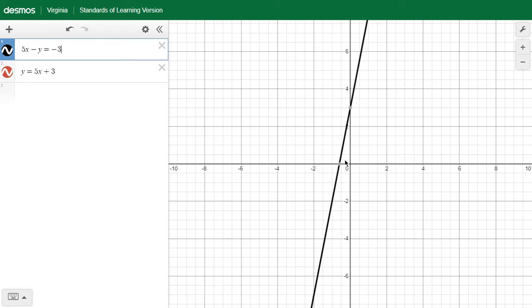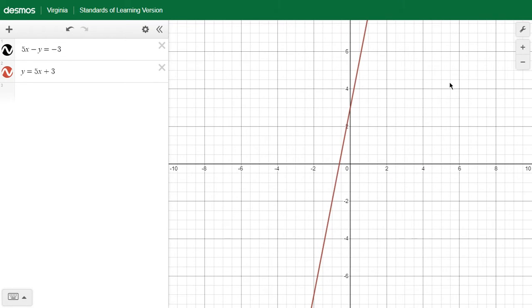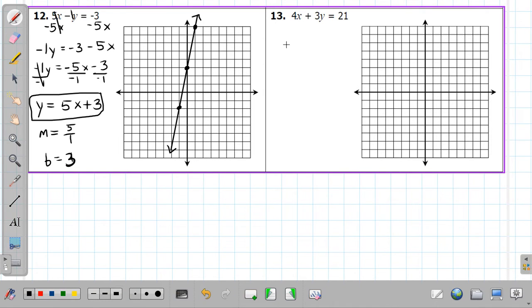0, 3, negative 1. So negative 1 is right here, negative 2 right there. It's hard to get it right on. There we go. So once again, all these work the same in that you can actually check your work by just using Desmos and plotting the graph.